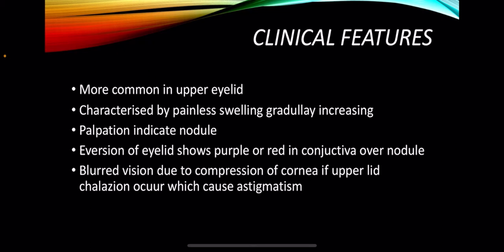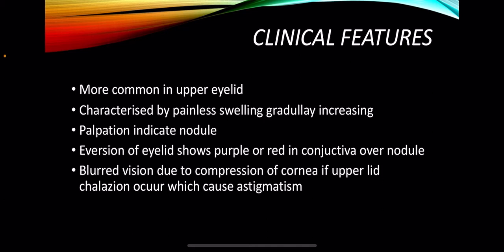After that, what is the characteristic of the Chalazion? It is a painless swelling which is slowly increasing, and the patient feels that there is a normal swelling within the eyelid which gradually increases. So he complains to the doctor that this swelling is increasing gradually. When we palpate the Chalazion, we feel a nodule in the swelling. After that, when we evert the eyelid, there is a purple or red flesh-like material present on the underside of the conjunctiva.